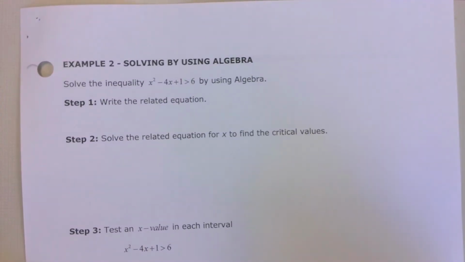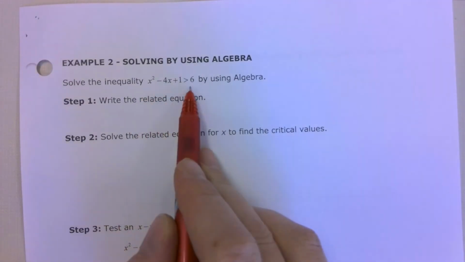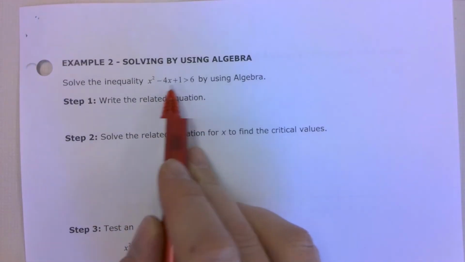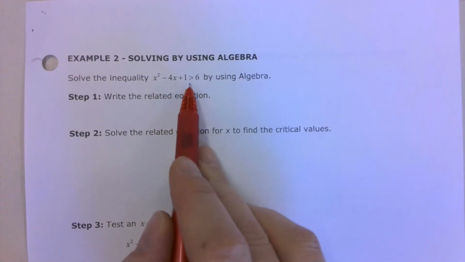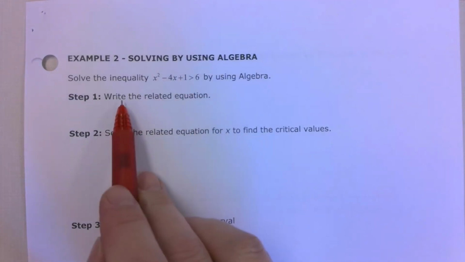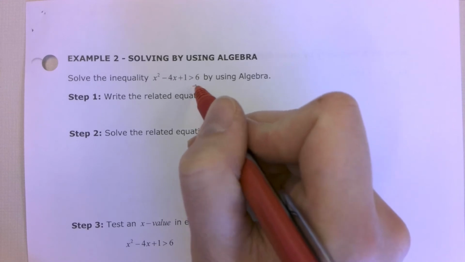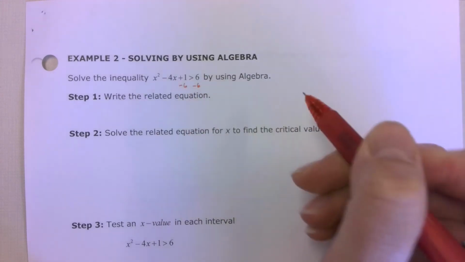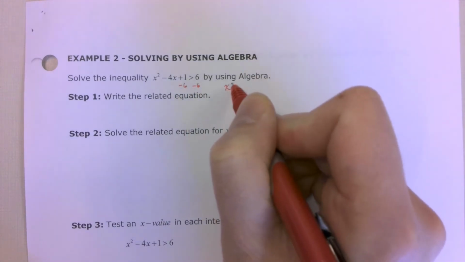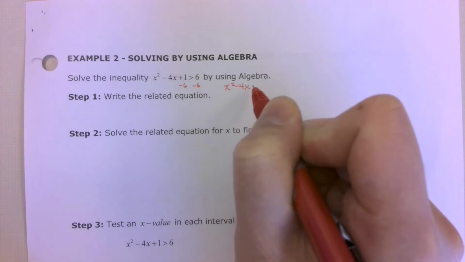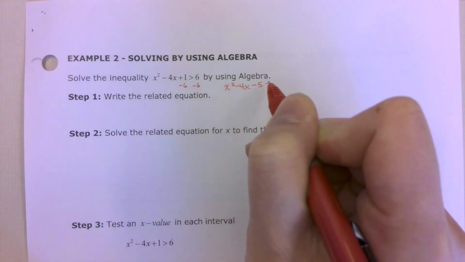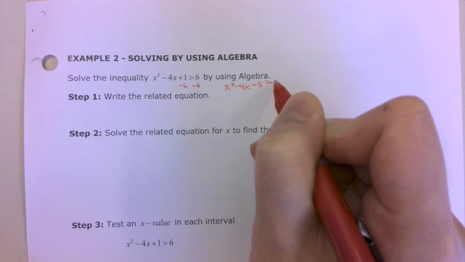All right, so let's look at a problem. Again, these look the same. Instead of having a y equals, though, they have it either equal to 0 or equal to a number. We have our inequality symbol. So first it tells us to write the related equation. Well, the first thing I want to do is I want to set this equal to 0. And so I have an inequality of x squared minus 4x minus 5 is greater than 0.